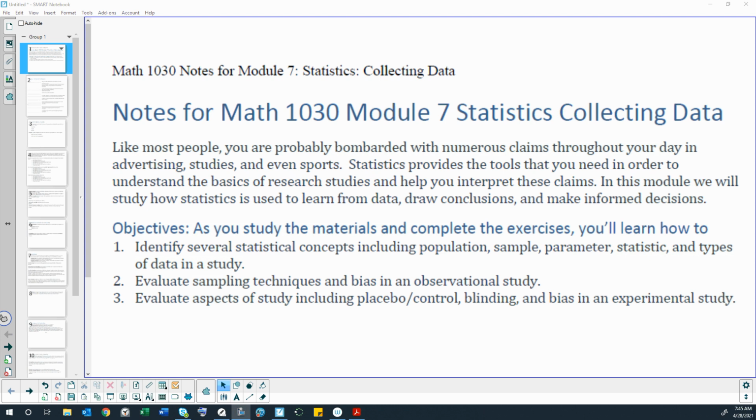Right, here's our Math 1030 Module 7, collecting data. Let's read about why we would want to learn this stuff. Like most people, you're probably bombarded with numerous claims throughout your day in advertising, studies, and even sports. Statistics provides the tools you need in order to understand the basics of research studies and help you interpret these claims. In this module, we will study how statistics is used to learn from data, draw conclusions, and make informed decisions. Okay, so there's our objectives.